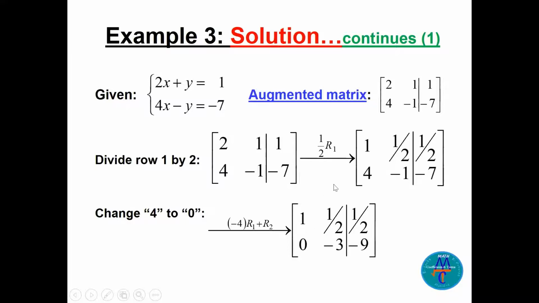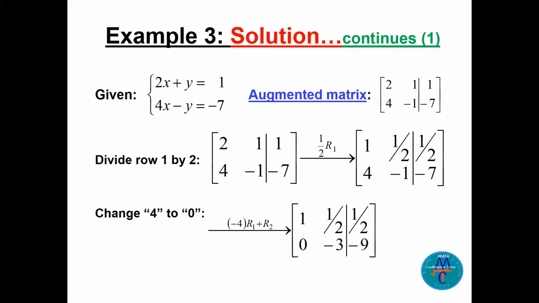Okay, so multiply by minus 4 times the 1 is minus 4, plus the 4 is 0. Minus 4 times the half is minus 2. You add minus 1, you get minus 3. Minus 4 times the half is minus 2. You add to minus 7 is minus 9. See, to change one number here, you have to change all the numbers in that row.